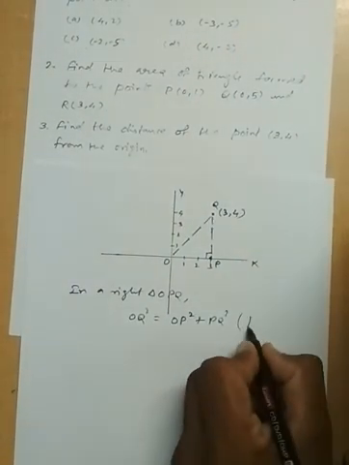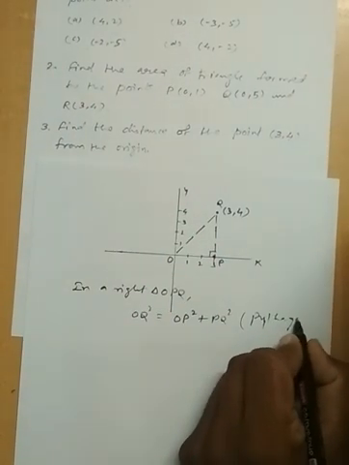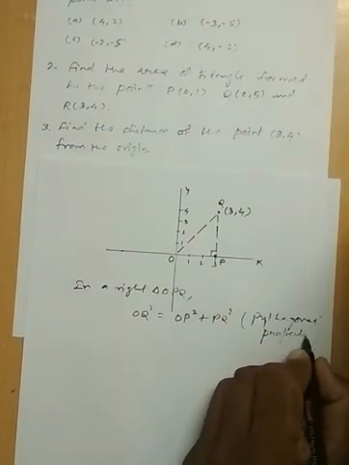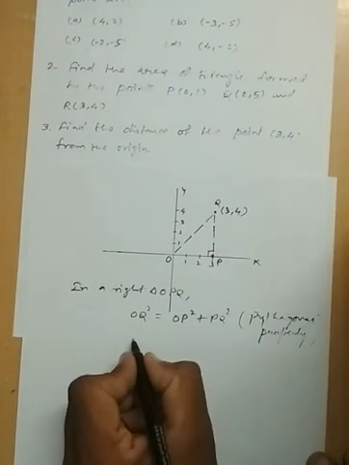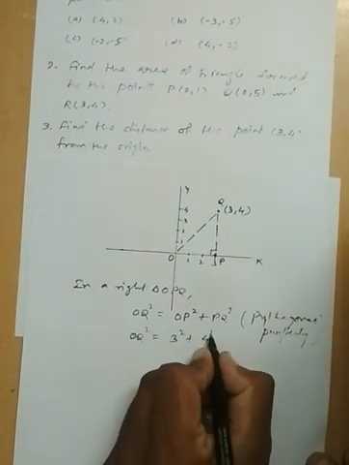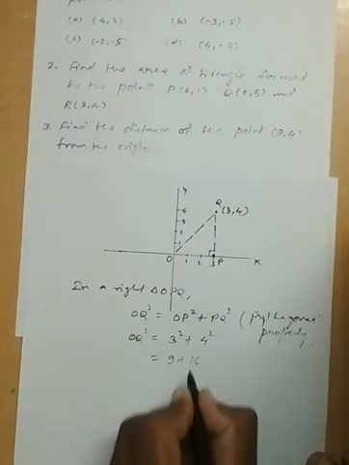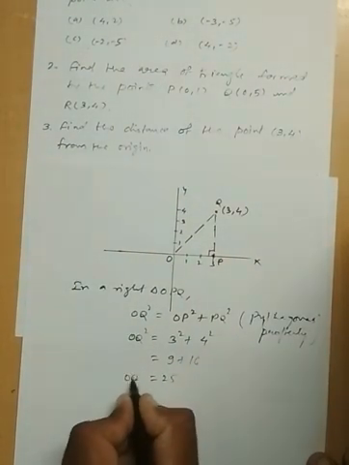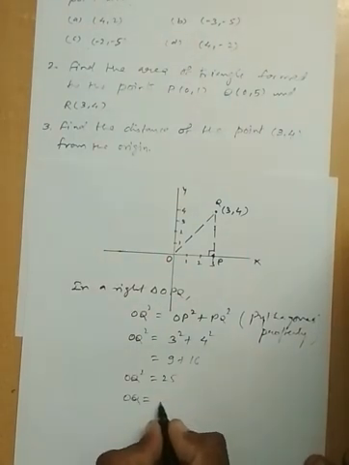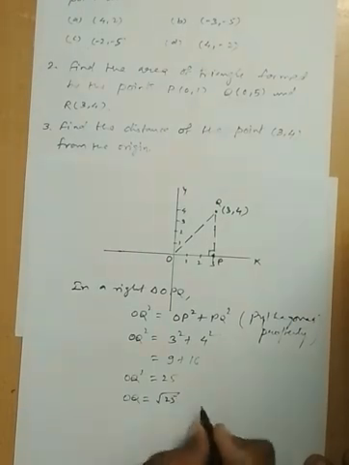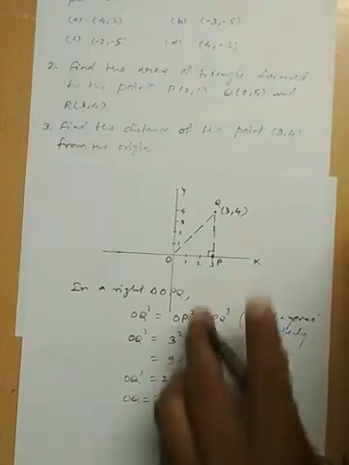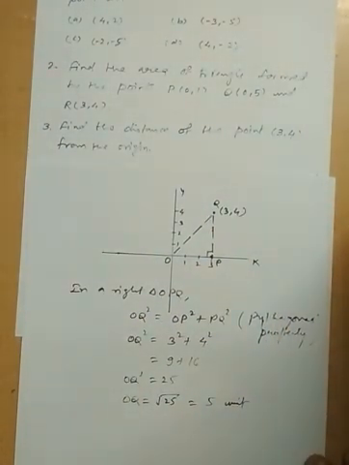Using the Pythagoras property, OQ is the required answer. OP is 3 units, PQ is 4 units. 9 plus 16 is 25, and OQ square is 25. Therefore OQ equals square root of 25. Then square root of 25 is 5 units. So the distance OQ is 5 units.